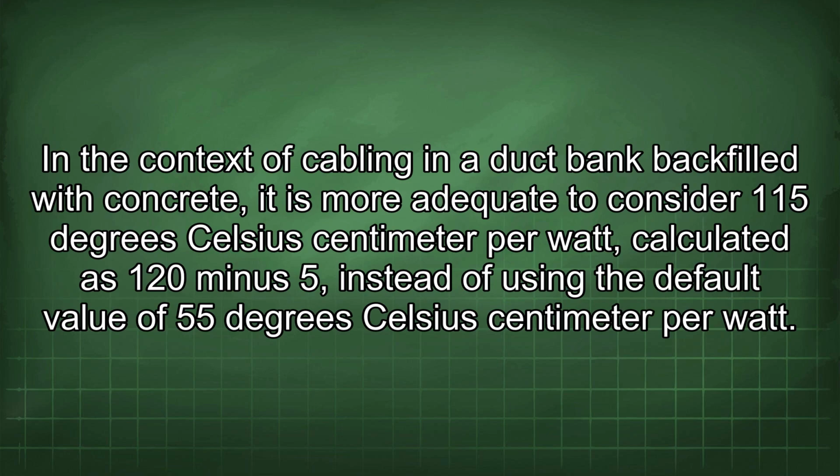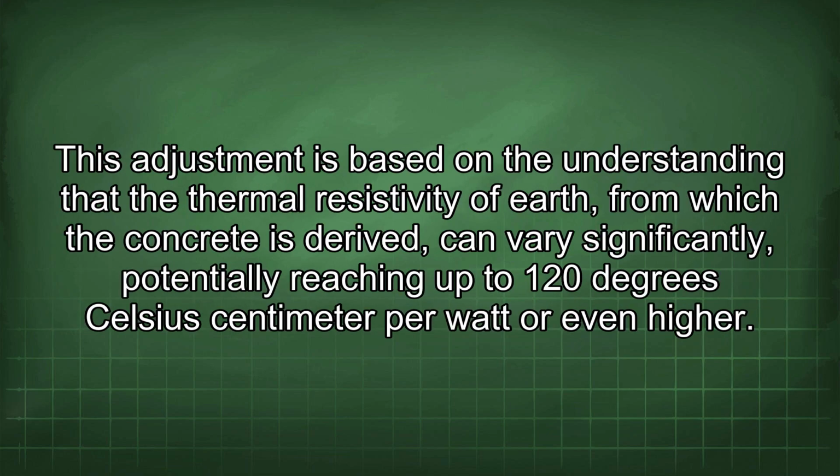In the context of cabling in a duct bank backfilled with concrete, it is more adequate to consider 115 degrees Celsius centimeter per watt, calculated as 120-5, instead of using the default value of 55 degrees Celsius centimeter per watt. This adjustment is based on the understanding that the thermal resistivity of earth from which the concrete is derived can vary significantly, potentially reaching up to 120 degrees Celsius centimeter per watt or even higher.